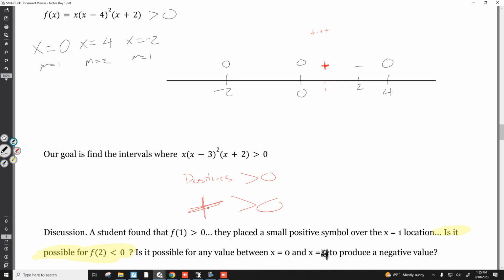You guys are all using stuff that you've already learned. You'd be like, oh, because we were told that it bounces. It's like, I don't want to hear that yet. We're going to get there. Here's the reason why. If you go from positive to negative, you're going to have a 0 somewhere.